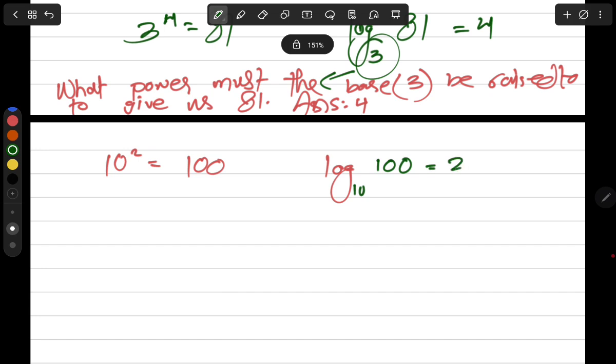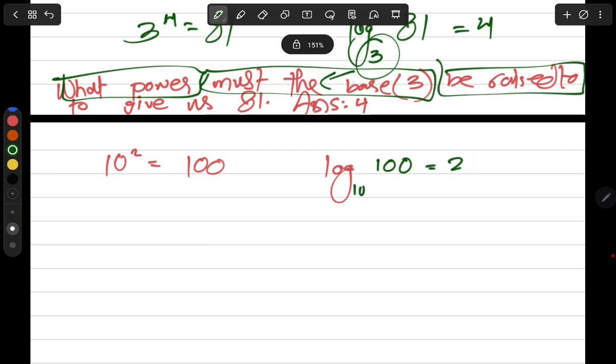Okay, now you don't have to memorize logarithms, read them like a sentence. What power must the base be raised to produce this number? And the number in front of the equal sign is the answer.